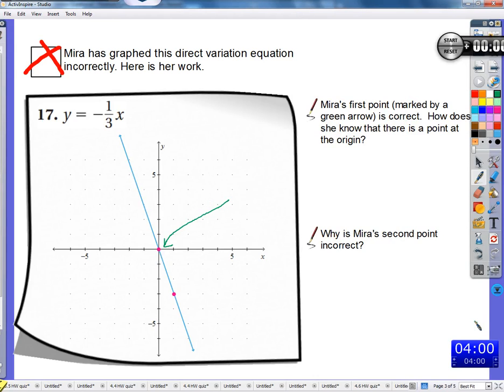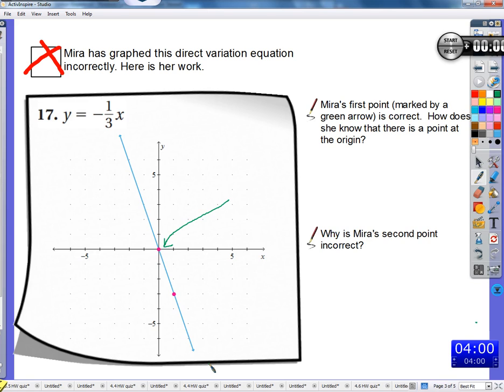Point is on the origin. Yeah, because don't direct variation equations start at 0, 0? Well, let's not say start, because this could be misleading. It goes forever. It doesn't end or start anywhere. So it goes on forever in both directions. But it does go through the origin. They all go through the origin.